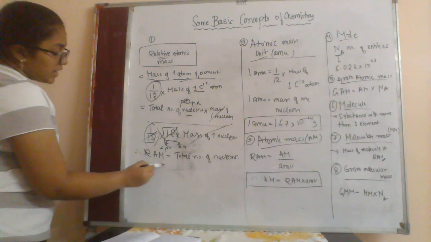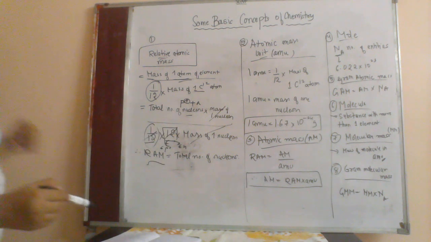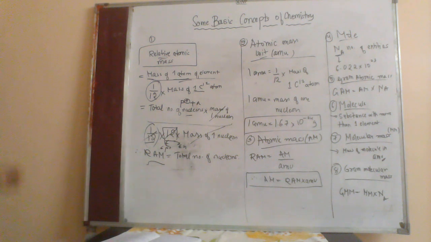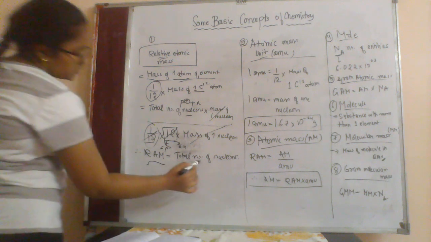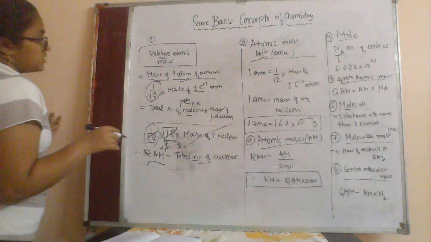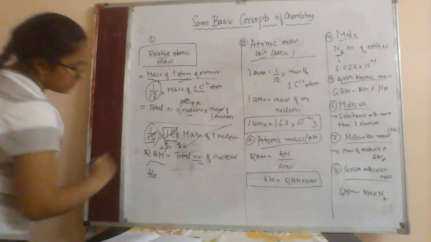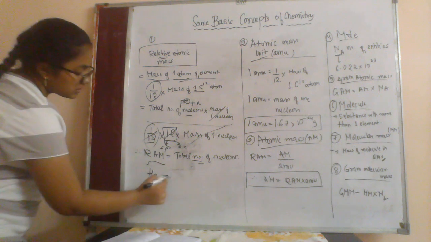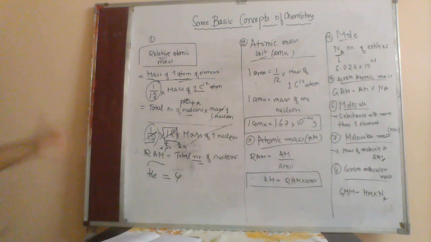So the RAM, which is relative atomic mass, is equal to the total number of nucleons. For example, if I take simple helium, He, the total number of nucleons is 4. So the relative atomic mass is 4. Okay, simple.